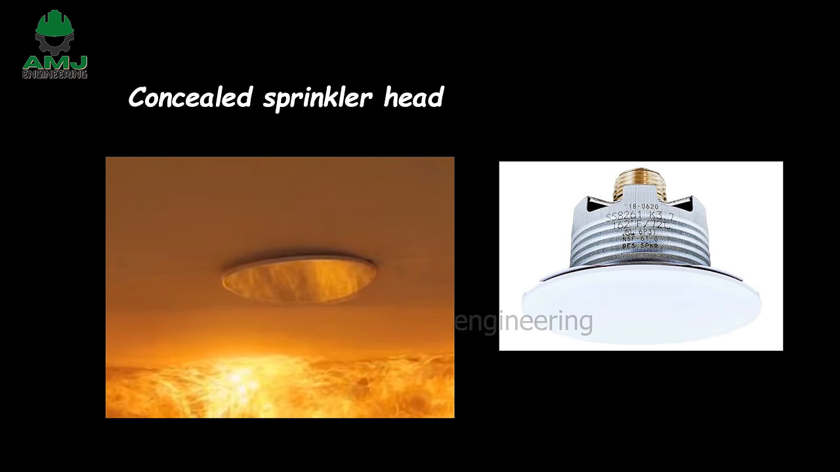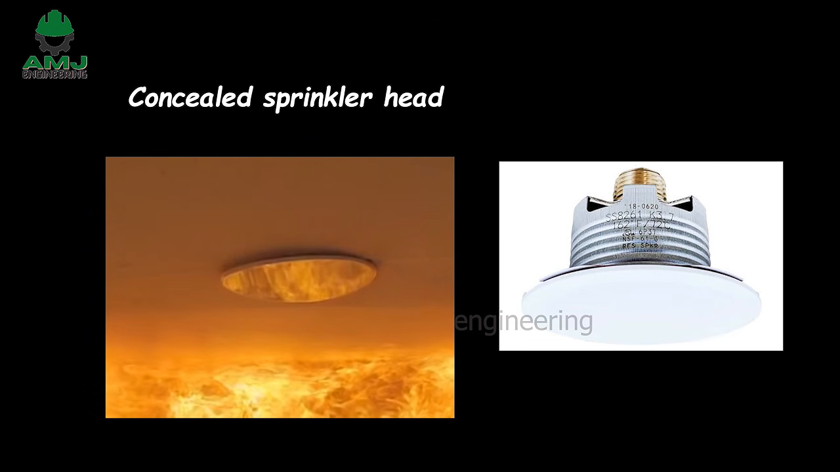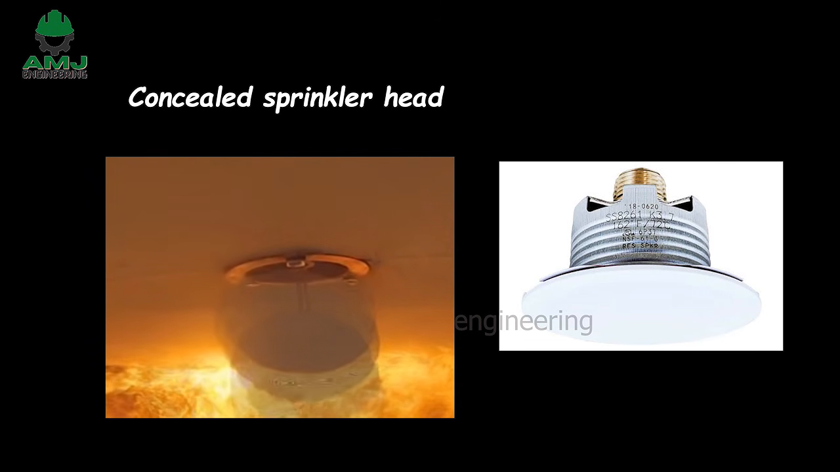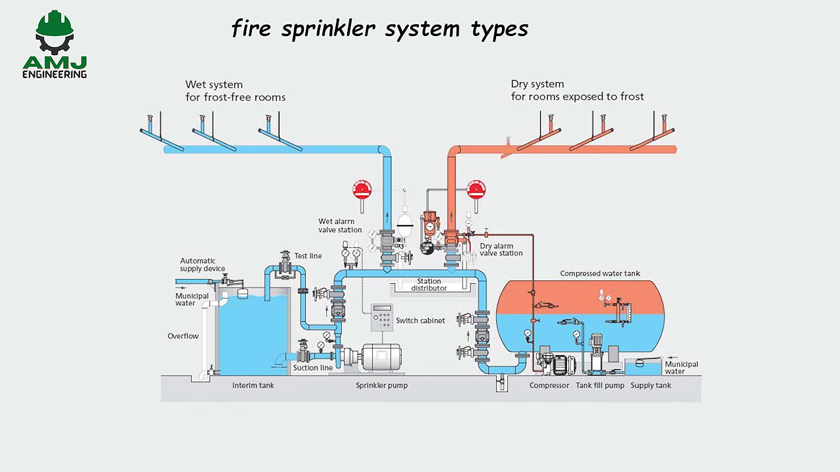Concealed sprinkler head. This heat-sensitive plate detaches at temperatures roughly 20 degrees lower than the fire sprinkler head, allowing the concealed sprinkler's deflector to drop and the head to activate. Now we have covered the most common sprinkler head types. Let's go ahead and discover the fire sprinkler system types.